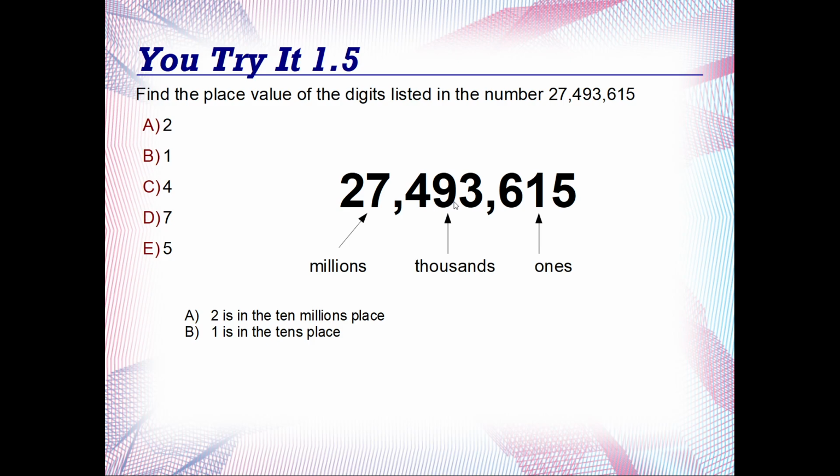The number 4 is right here in the thousands period. So we'll have ones, 10,000s, 100,000s. So 4 will be in the 100,000s place. 7 is right here in the millions period. It's in the first one, so we'll call 7 the millions place. And 5 is right here in the ones place.